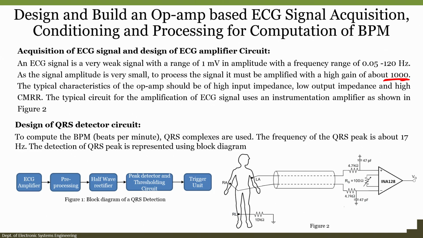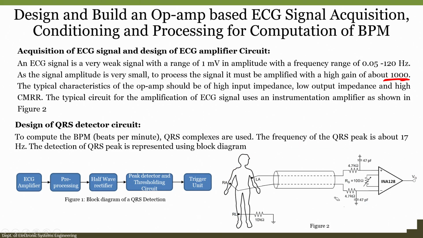The typical characteristics of the op amp should be high input impedance, low output impedance, high CMRR. We know that the ideal characteristics are infinite input impedance, zero output impedance and infinite CMRR, but practical op amps would have high input impedance, low output impedance and high CMRR. So, the typical circuit for the amplification of ECG signals uses an instrumentation amplifier, which is shown in figure 2. This is the typical circuit. Okay. We will see in detail how it is done.